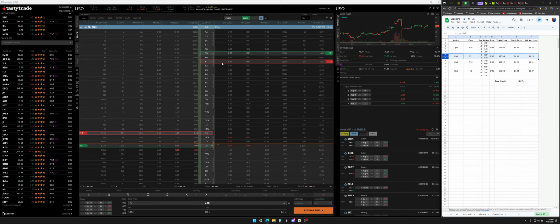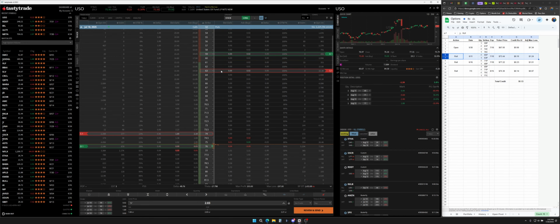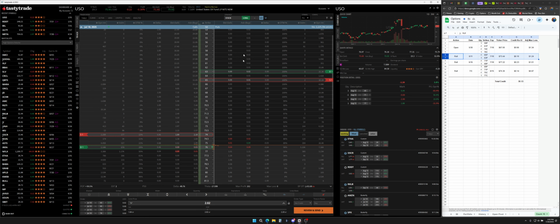In order to collect more premium, I sold to close this, bought to close this, and rolled this up to the 65, 63. I did this all in the 7/18 expiration, and when I did this, I collected an extra 10 cents. So by collecting the extra 10 cents, I now have a net credit of 76 cents, and my new max loss is $1.24, because $2 minus 76 cents.